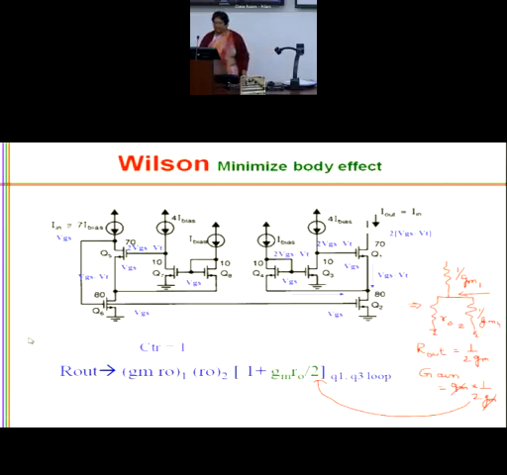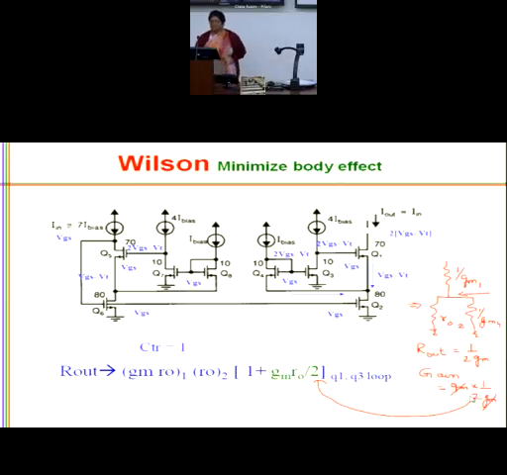Otherwise, if these two have different values, they are the basic current mirror pair. They are making the basic current mirror pair. If these are different, definitely these currents are going to be different. At least the process variations I am not able to have 100% control over. Design I should do perfectly.